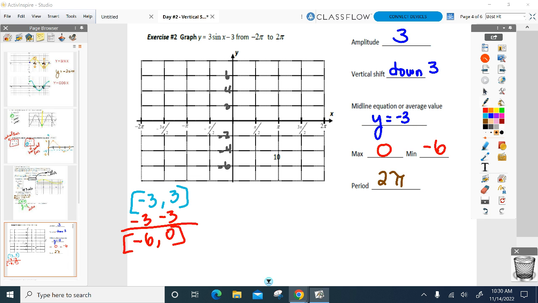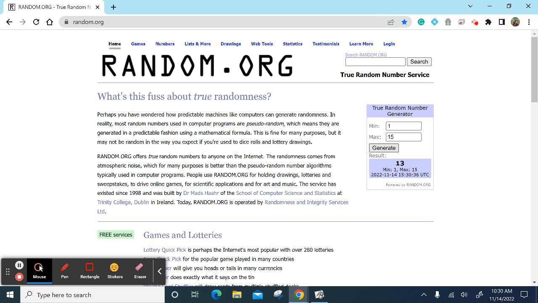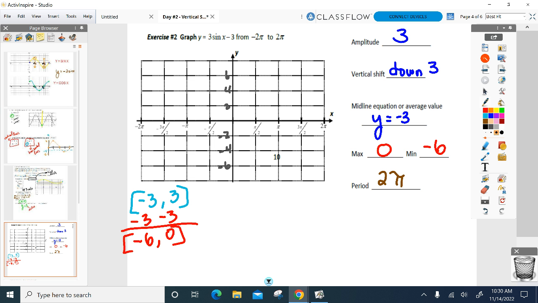All right, I got to start calling on some people here. Hi, Jared. Where does a sine curve always start? Midline. Which is what for us? Which would be the 3 or -3. So there's my first point, right? -3.